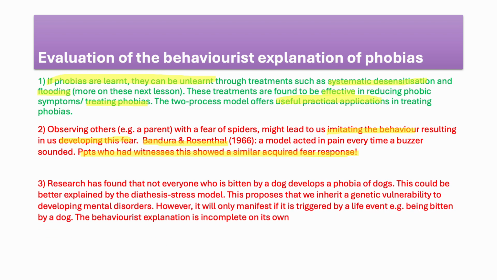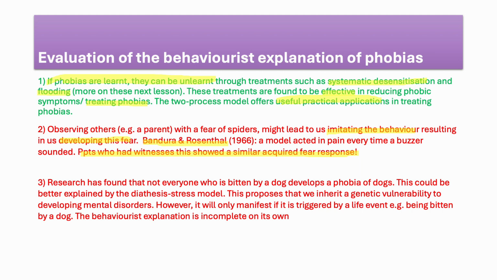And then finally, research has found not everyone who's bitten by a dog develops a phobia of dogs. And again, a better explanation could be the diathesis-stress model, which proposes that we inherit a genetic vulnerability to developing particular mental disorders. And these mental disorders will only manifest, they will only occur, if you like, if it's triggered by the environment, by a life event, such as being bitten by a dog. So it might be that individuals who had been bitten by a dog did not develop the phobia because they didn't have that genetic vulnerability. And therefore, this demonstrates that the behaviourist explanation is incomplete on its own. It is a limited explanation.